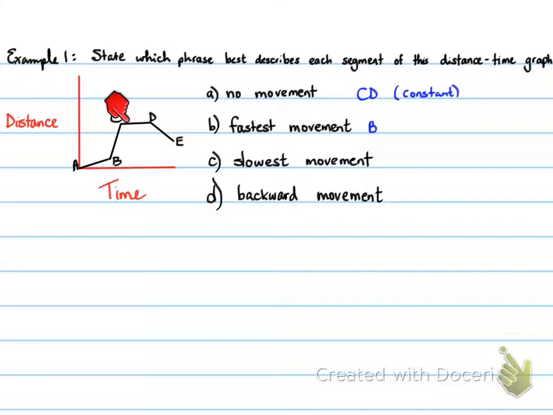Fastest movement means BC in this case. Why is that the fastest? Because it is the steepest line. The steepest line indicates the fastest movement.